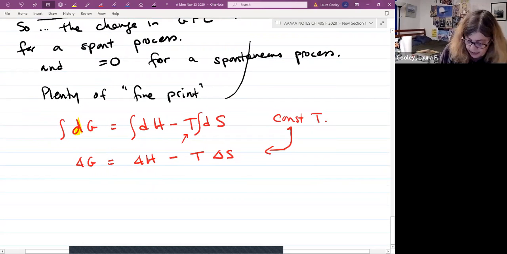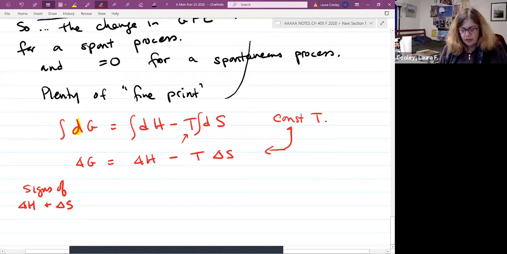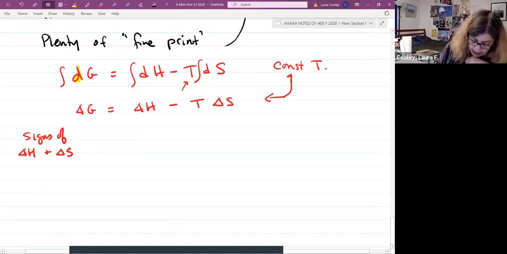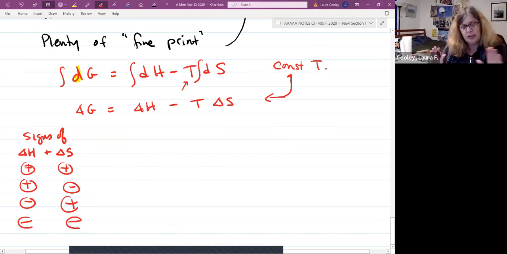So what I want to do is think about the signs of the delta H and the delta S. There are really 4 different possibilities: delta H positive, delta S positive; positive, negative; negative, positive; and negative, negative. There's really only 4 different things that can happen. We're going to do 2 of these in class, and I'm going to ask you to do 2 at home.